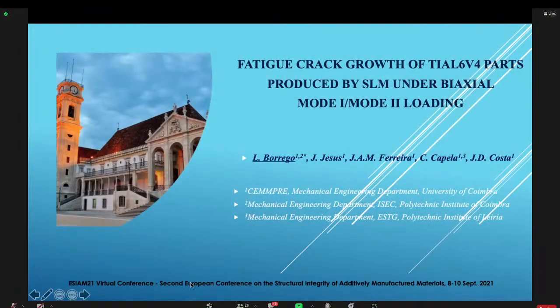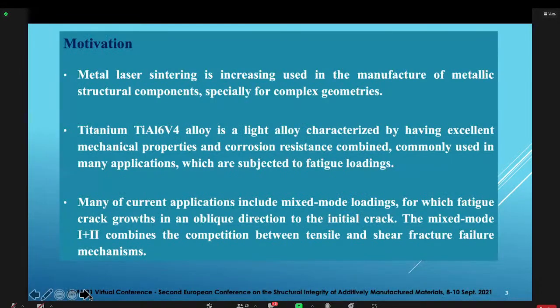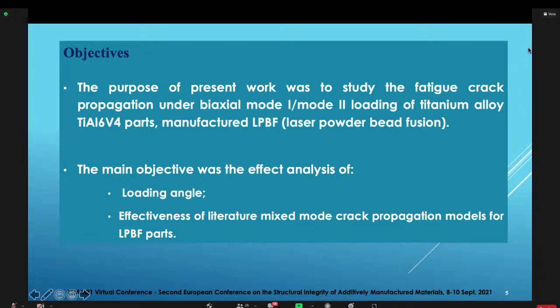In Coimbra University. So the purpose of the present work was to study the fatigue crack propagation under biaxial mode, mode 1 and mode 2 loading, of the titanium alloy Ti6Al4V parts manufactured by laser powder bed fusion. The main objectives were the analysis of the effect of two main parameters, the loading angle, and the effectiveness of the literature mixed mode crack propagation models for, in this case, laser powder bed fusion.